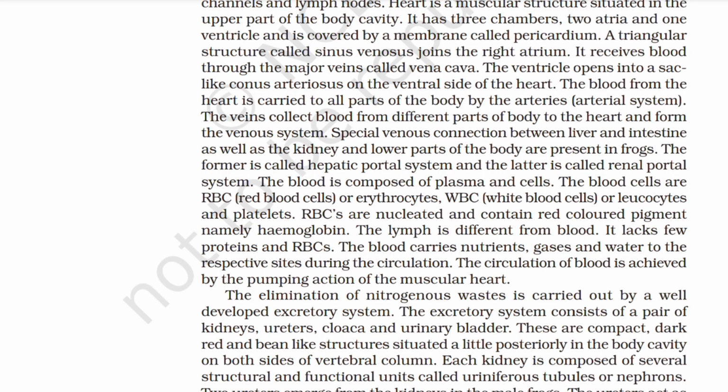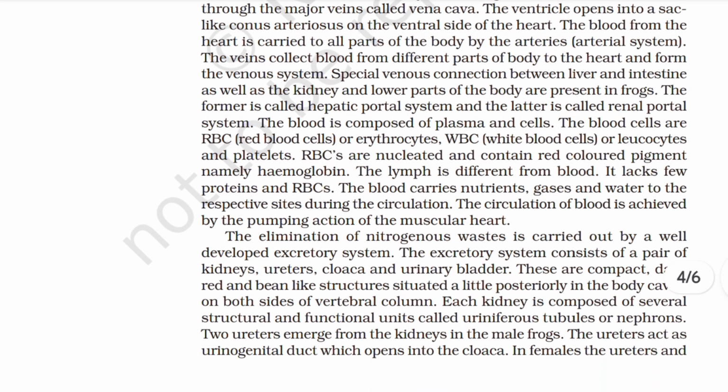The blood is composed of plasma and cells. The blood cells are RBC, red blood cells or erythrocytes, WBC, white blood cells or leukocytes, and platelets. RBCs are nucleated and contain red-colored pigment, namely hemoglobin. The lymph is different from blood. It lacks few proteins and RBCs. The blood carries nutrients, gases, and water to the respective sites during the circulation. The circulation of blood is achieved by the pumping action of muscular heart.